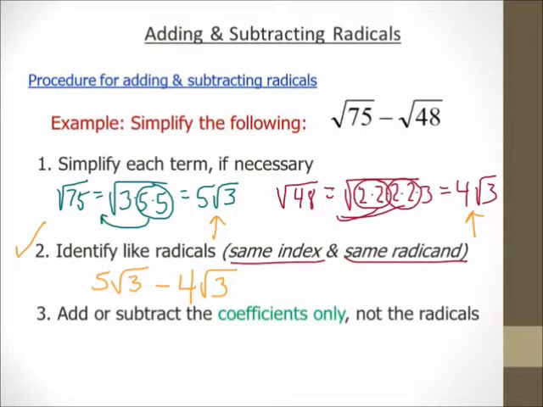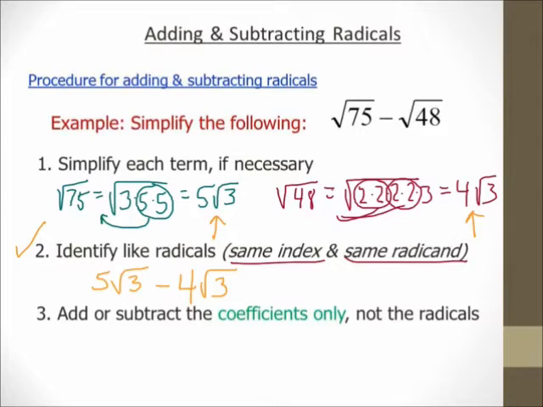If they weren't like radicals, like let's say that instead of 4 square root of 3, it was 4 cube root of 3, I would just leave it the way it is, 5 square root of 3 minus 4 cube root of 3. But since these are like radicals, I can now go ahead and go to step 3.